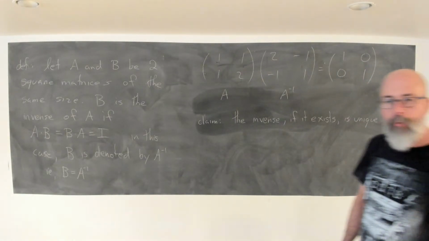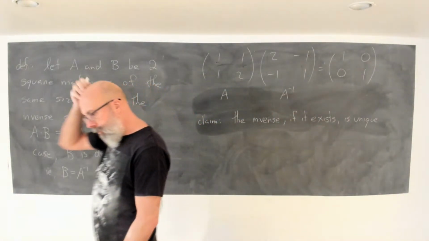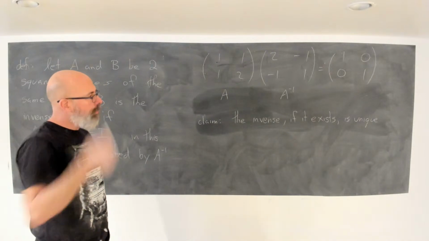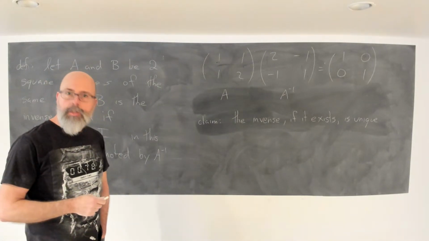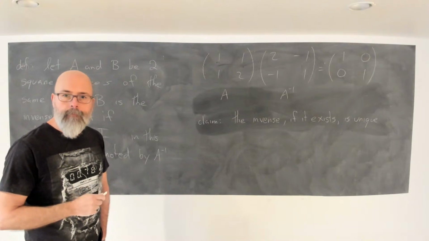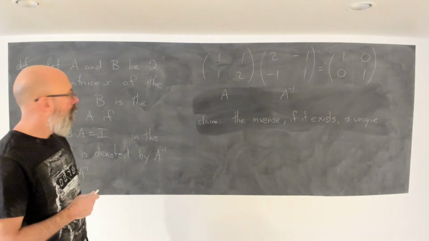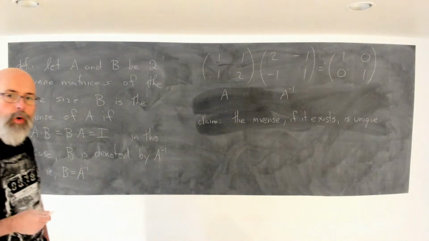Consider the following claim. If you start off with a square matrix, if the inverse exists, then there's only one. So there's no ambiguity, right? There's no ambiguity in calling it A inverse. There's only one.